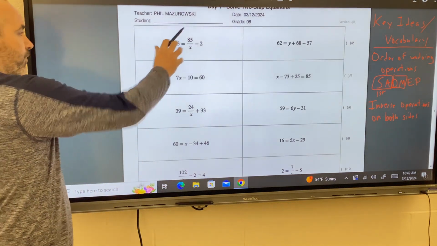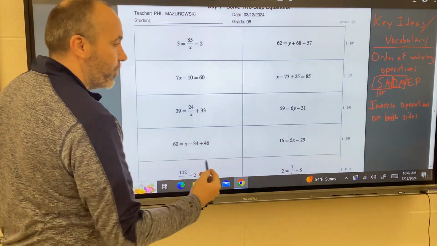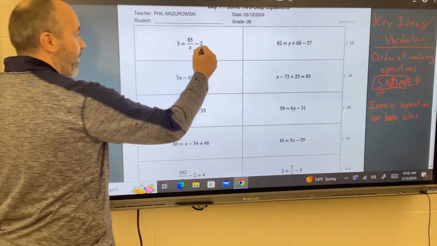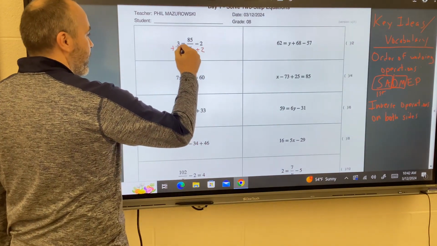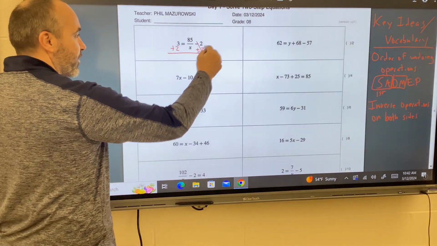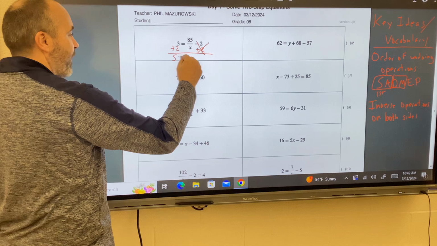So this first one is a little tricky because the variable is in the denominator, but not a huge thing. So we see division and subtraction. We're going to undo the subtraction first. The inverse operation of subtraction is addition, so we do that to both sides to get rid of it. So 3 plus 2 is 5.